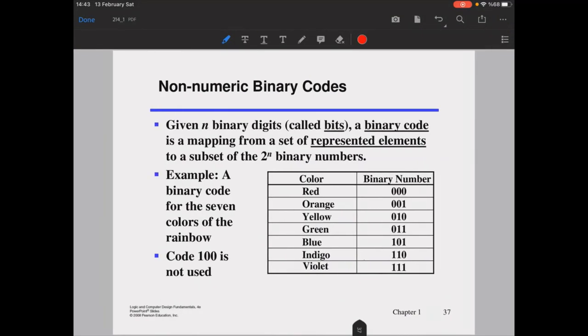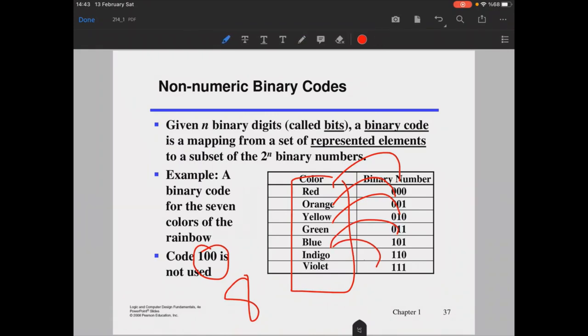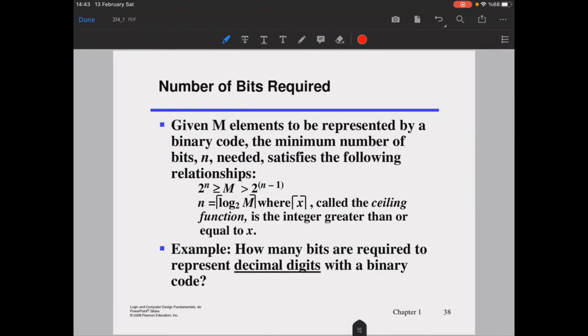That's the idea. Given n binary digits, which are called bits, a binary code is a mapping from a set of represented elements to a subset of the 2 to the power n binary numbers. So if you have, for example, 3 bits for storage, you can store up to 2 to the power 3, which means 8 symbols. But here you see the colors of the rainbow, 7 colors. This code is not used, but the other ones are all assigned a unique number. This is what we call coding in a non-numeric way.